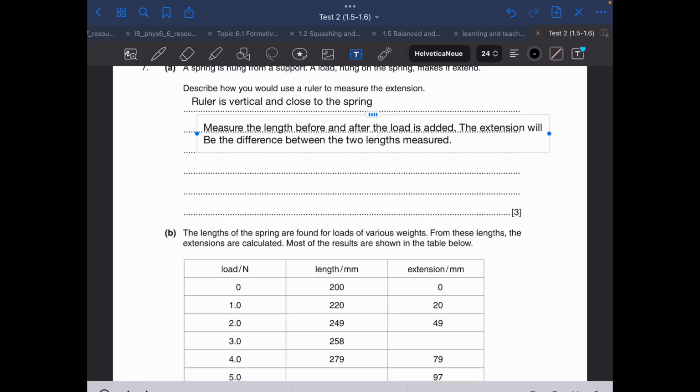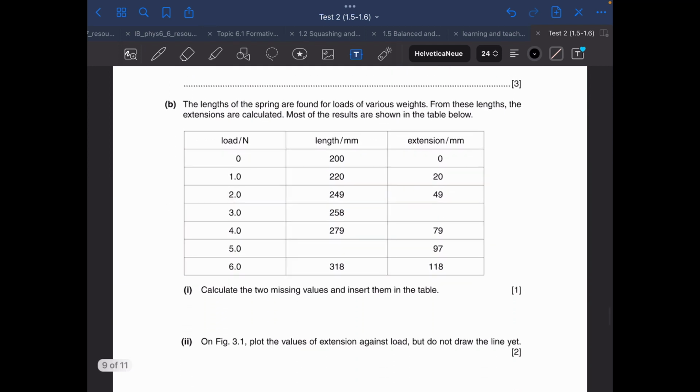All right. Then we have here a data table. The lengths of the spring are found for loads of various weights. From these lengths, the extensions are calculated. Most of the results are shown in the table. So what do we have here? We have the loads in newtons, we have the length in millimeters, and we have the extensions also in millimeters. So you can see here, when there is no load, the length is 200 millimeters. When we add a load of 1 Newton, this is the new length, meaning that the extension, the difference between these two values, is 20, etc.